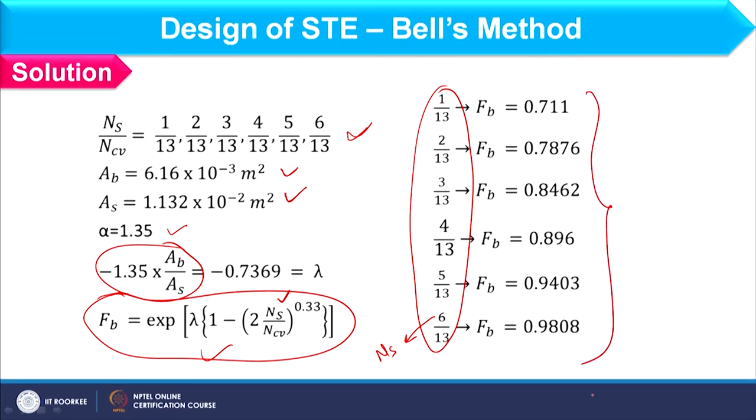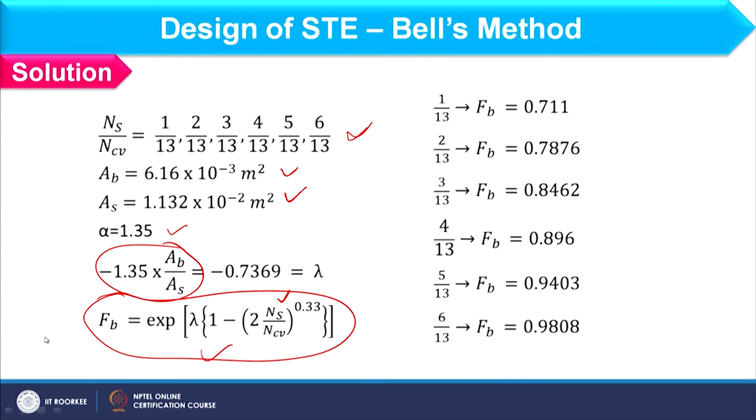You can consider another approach also, as we have already discussed in the last lecture, that sealing strips should be used in pairs, so that value should be even. So initially I should consider NS equal to 2, then 4 and then 6 instead of 1, 2, 3, 4, 5. You can do that also.